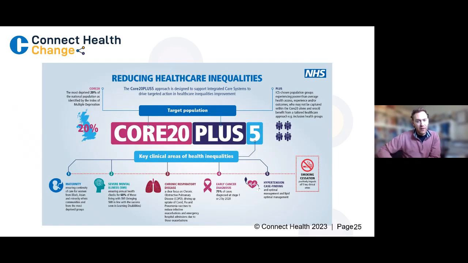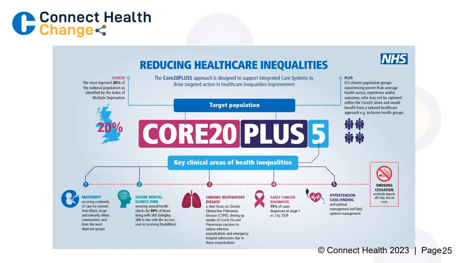So on the screen now is the infographic outlining the Core 20+5 approach to actioning health inequality improvements. And one could argue that MSK should have been considered as one of the key clinical areas. MSK conditions are very common. They affect 1/3 of the population, and this rises to 2/3 in the population over the age of 65. But that's not why I'm putting this slide up.